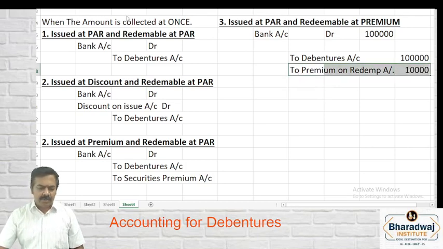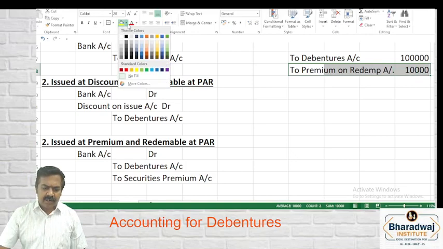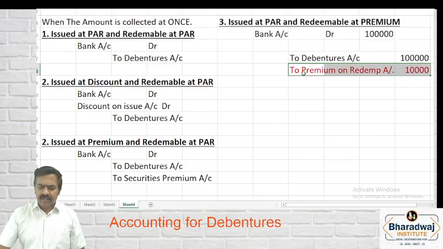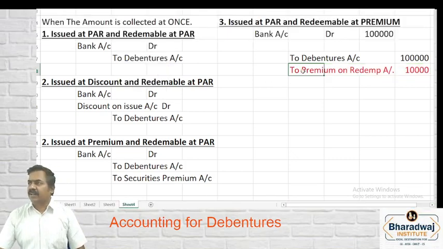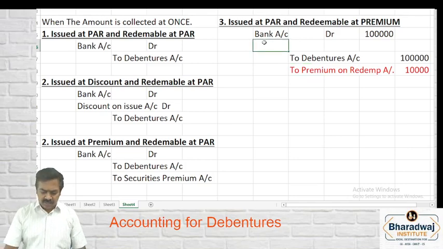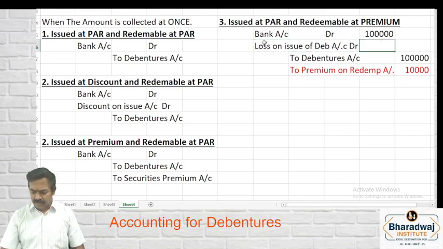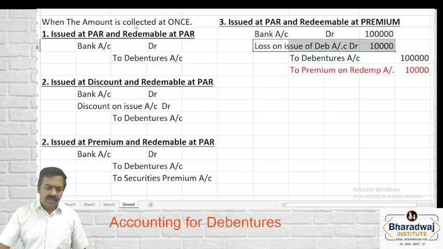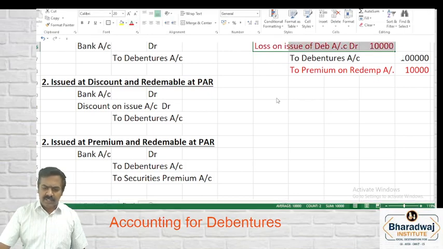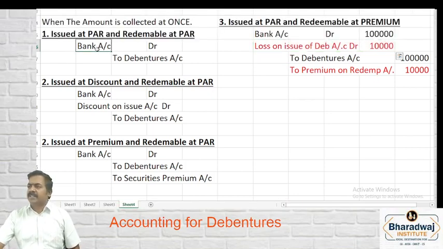This premium on redemption promised, is it a gain for the company or a loss for the company? Is it a gain or loss? Loss for the company. It will be debited to loss on issue of debentures account. How much loss on issue? 10,000. And please remember, premium on redemption is always equal to loss on issue.